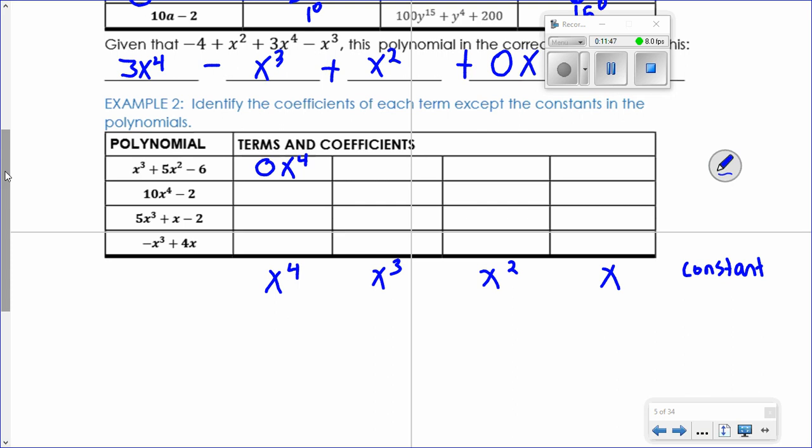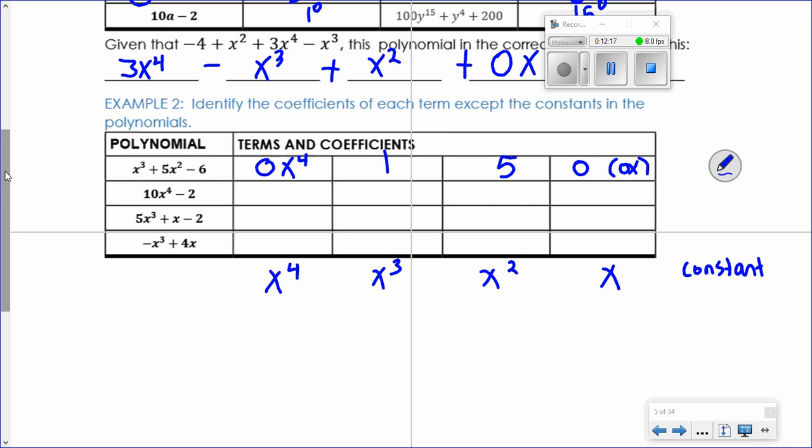x to the third. What's my coefficient? What's the number in front of x cubed? 1. What about x squared? What's the number in front? What's the coefficient? Is there an x term? What will we put for a coefficient? 0. So it'll be 0, put a little note, 0x, 0 times x. Our coefficient is 0, but we include 0 times x.